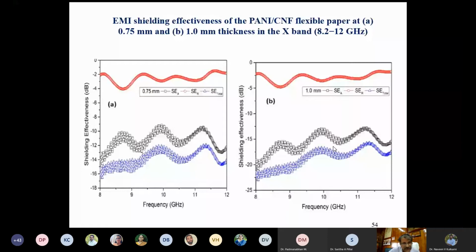We could get 16 dB shielding. And in this case, if you make 1 mm thickness, we got something like 24 dB shielding. So we made lightweight, very thin, conductive EMI shielders, starting from pineapple leaf waste. Next slide, please.